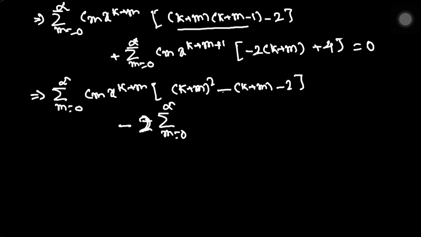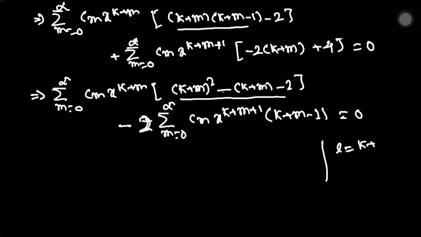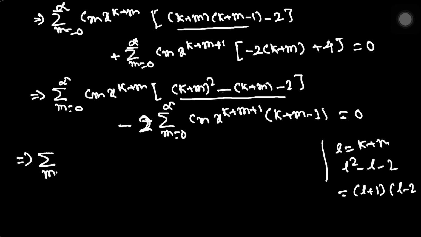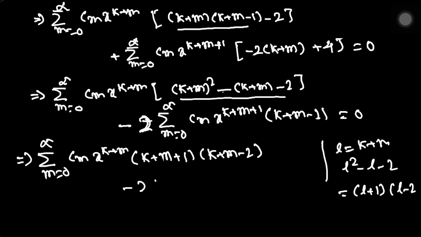If I take minus 2 common, what we get? c_m x to the power k plus m plus 1 into (k plus m minus 2) equal to 0. Now if I let l equal to k plus m, this term becomes l square minus l minus 2, so it can be written as (l plus 1) into (l minus 2). So this term can be written as summation over m equal to 0 to infinity c_m x to the power k plus m into (k plus m plus 1) into (k plus m minus 2). Now the other one is the same: minus 2 into summation over m equal to 0 to infinity c_m x to the power k plus m plus 1 into (k plus m minus 2) equal to 0.